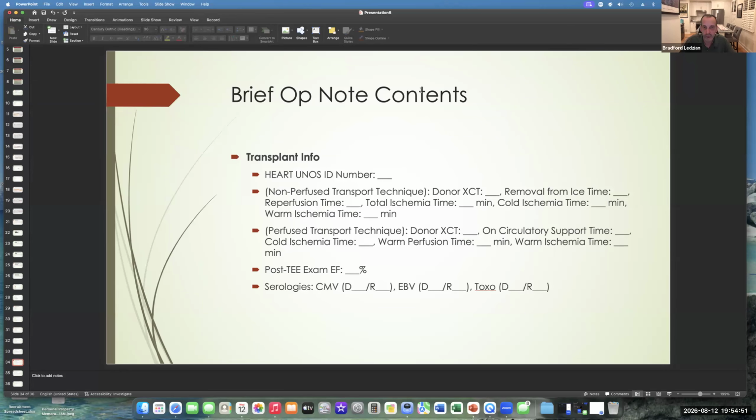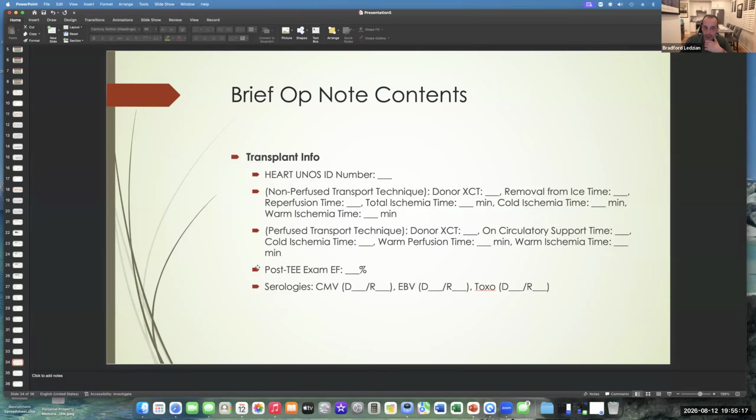And then if you're doing transplants, you need your transplant number, which is going to be important because it's going to link your recipient and your donor together. And then it depends on how the donor organ was transported to you. Was it in a non-perfused state, meaning it was kept cold, or was it in a perfused state, meaning it was on a machine where it was being supported and warm?